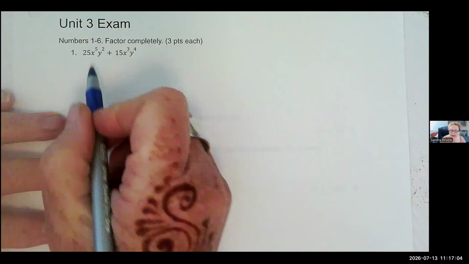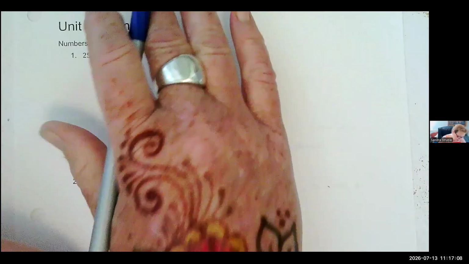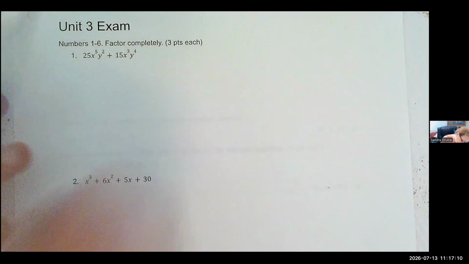So, excuse the hand, I went camping and got my first henna, and then I played with it. Don't get me started. All right, feeling feisty this summer.